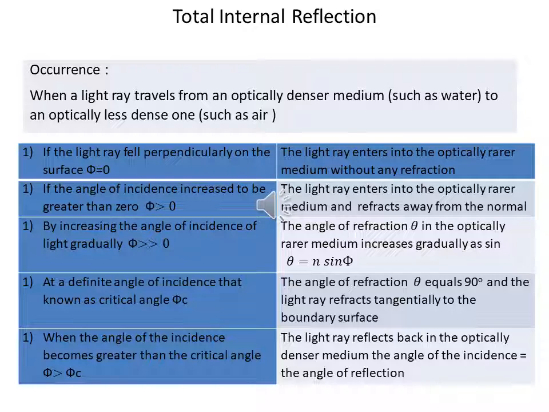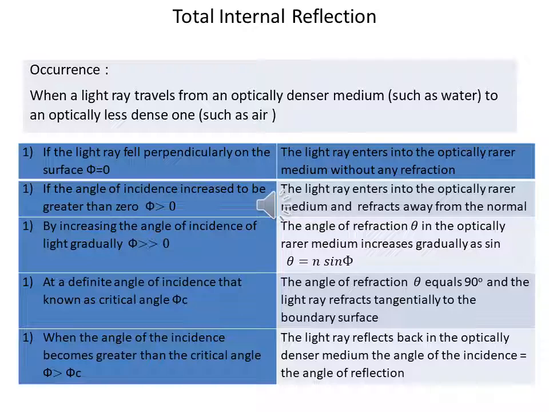Number 2. If the angle of incidence increases to be greater than 0, the light will be refracted away from the normal. Number 3. By increasing the angle of incidence, the angle of refraction will increase gradually, by Snell's law: n sine theta equals n sine phi.